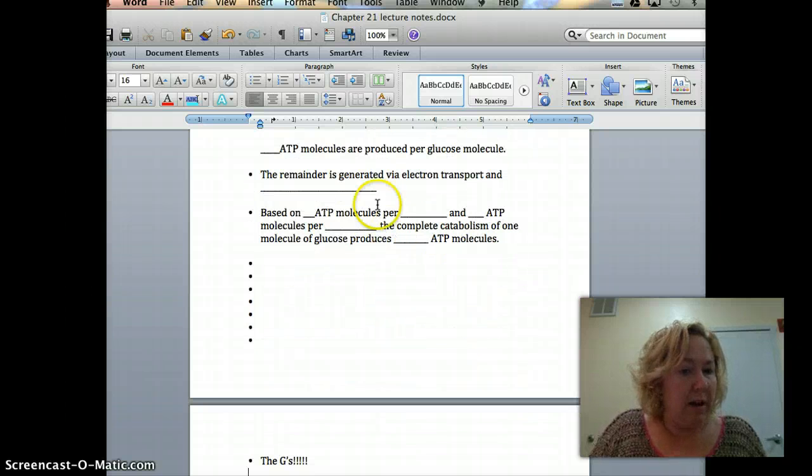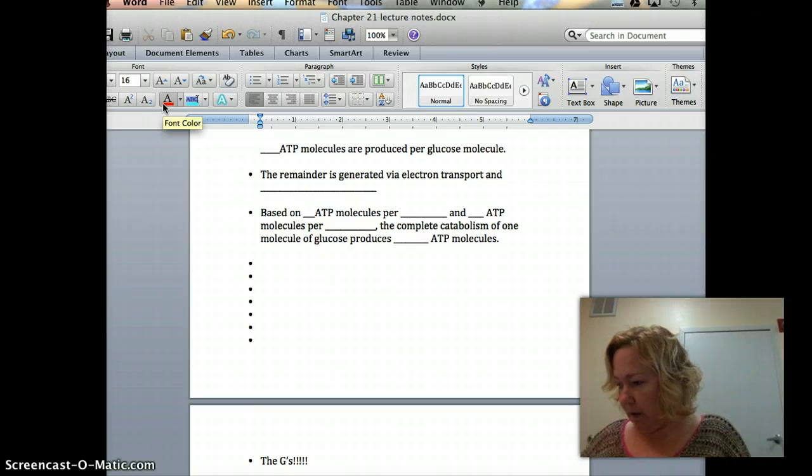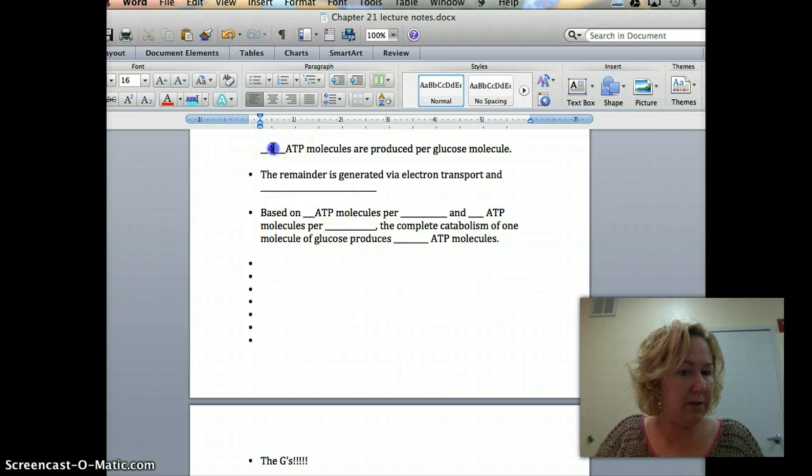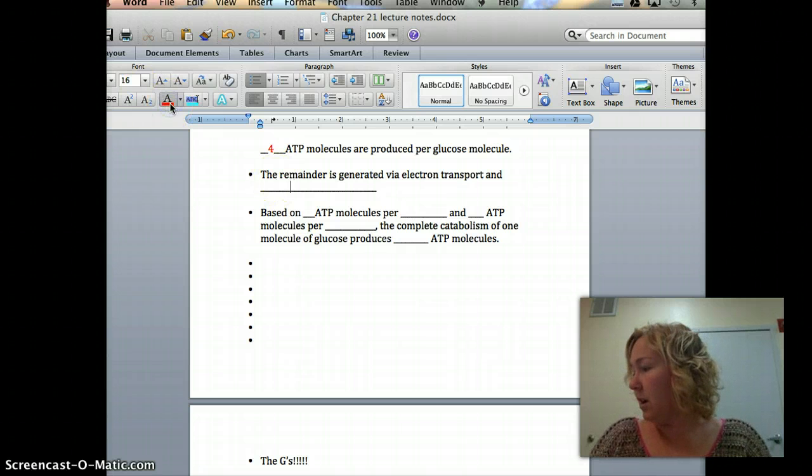Now, how many of these are there? This, I think, is review for most of you, but I could not remember where we left off. So just in case, you get 4 magic ATPs right there, folks. The remainder is generated via electron transport and oxidative phosphorylation.